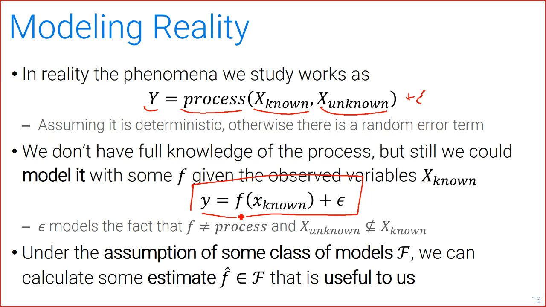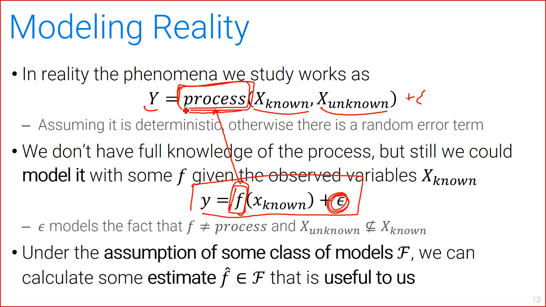Building a function F that is going to allow us to compute or estimate what the output is going to be given the known observations. And of course, there's going to be some degree of error, epsilon. Now, that epsilon is going to model two things. First, the fact that this function is, of course, going to be different from reality. It's going to be a model about it, some kind of simplification about the process. But of course, we don't know how the process works. We just have some kind of approximation for it.